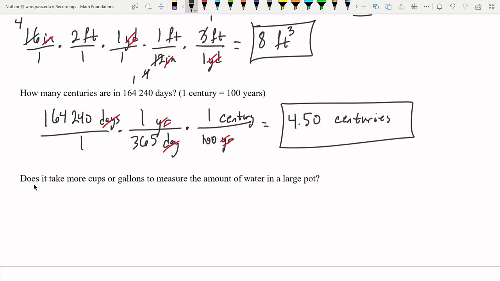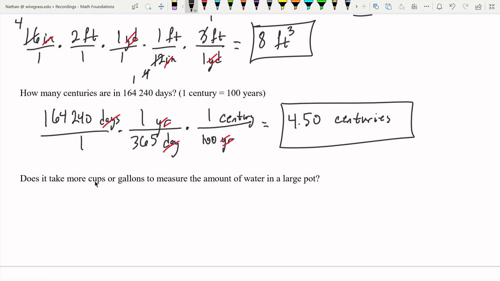Okay, finally, does it take more cups or gallons to measure the amount of water in a large pot? So the large pot quantity of water we're measuring is the same amount. And we're going to measure it with gallons and measure it with cups. And the question is, which one does it take more of? Let's say that in a large pot, there's like, I don't know, 500 ounces, food ounces, and you can convert that to cups and gallons.